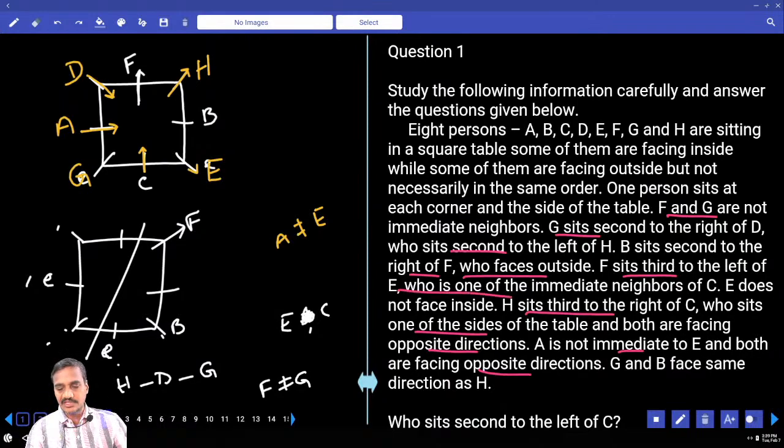E is an immediate neighbor of C. E does not face inside, E is outside, and H is out to the right of C, and A is not immediate to E, and both are facing opposite. A and E are opposite. G and B face the same direction as H, so they must be away from the center.